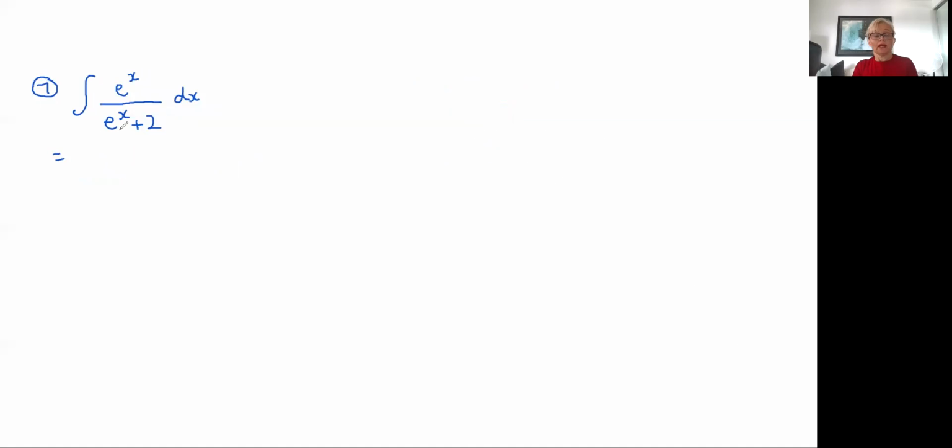Last one. All right, we've got in our denominator e to the x plus 2. All of that's just to the 1. What is the derivative of e to the x plus 2? Well, it's e to the x. So again, we just get this.